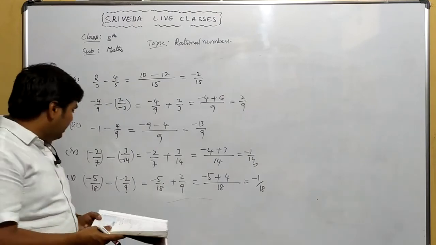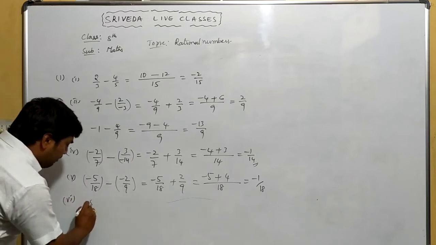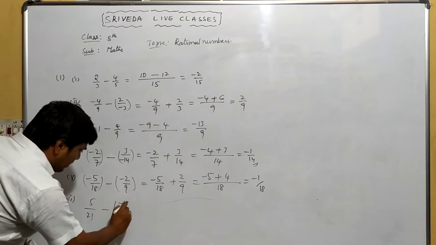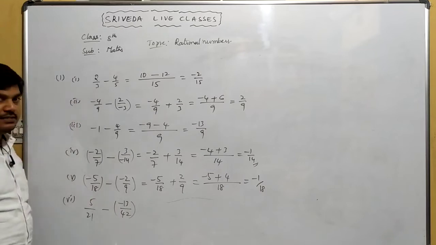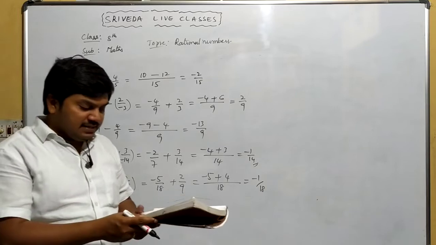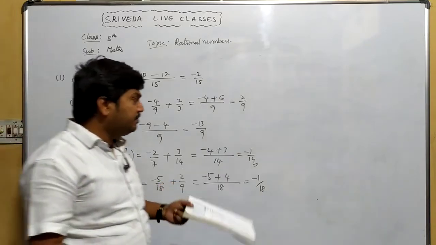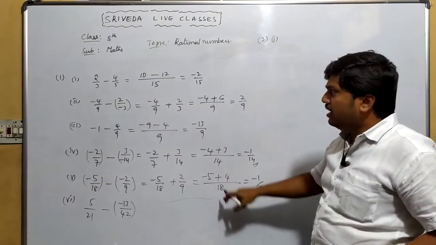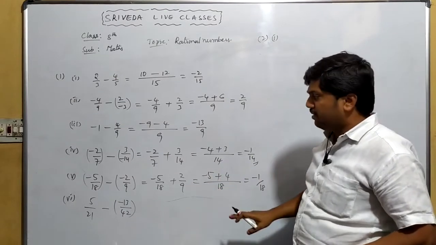So next, the sixth one, you can do the sixth one as homework: 5 by 21 minus of minus 13 by 42. Do it as homework. Okay. Next, come to the second main. What is that second main? Subtract. Second main, first one. So far you learned. If you have any doubt in this, you just ask me.